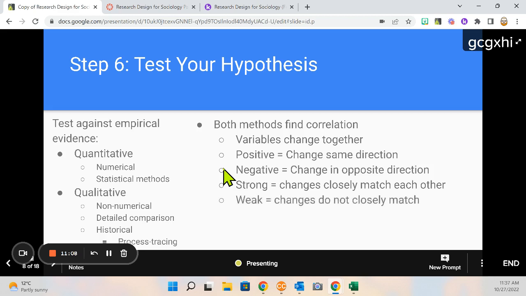If, however, the correlation is weak, then the changes don't closely match each other. We're going to see some relationships like that, where the independent variable goes up, and that doesn't necessarily mean anything for what happens to the dependent variable. And if we have a weak correlation, then chances are our hypothesis is not supported, and our theory does not do a good job of answering our questions about the world. We need to find something else.